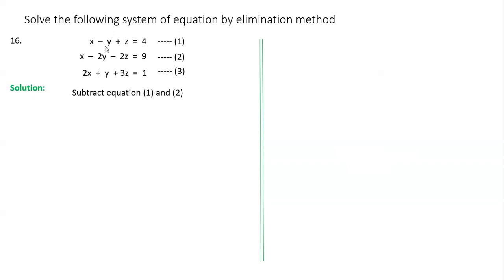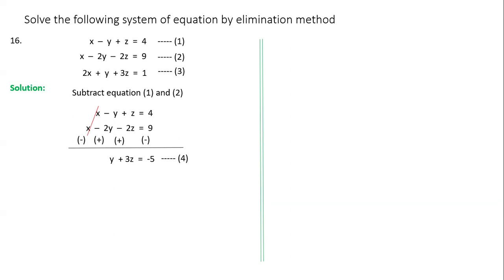Subtract equation 1 and 2. Take the first equation, take the second equation and subtract it. I am eliminating x first. x minus y plus z is equal to 4. x minus 2y minus 2z is equal to 9. Subtract it. Minus, plus, plus, minus. So this cancels. So minus y plus 2y is only y. And 2z plus z is 3z is equal to minus 9 plus 4, which is minus 4. This becomes your fourth equation.